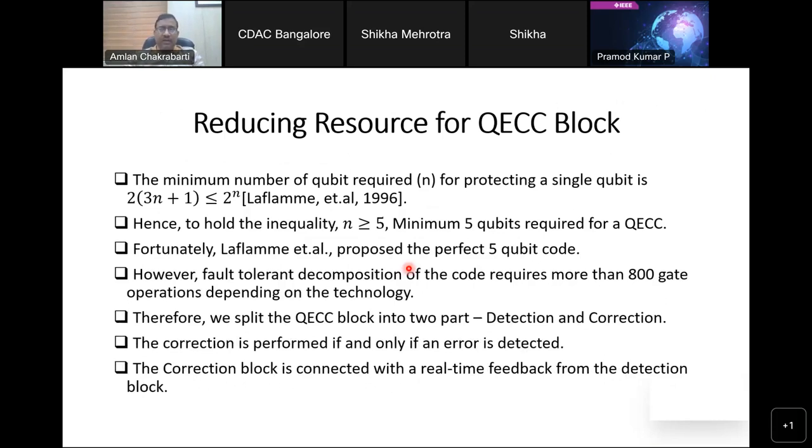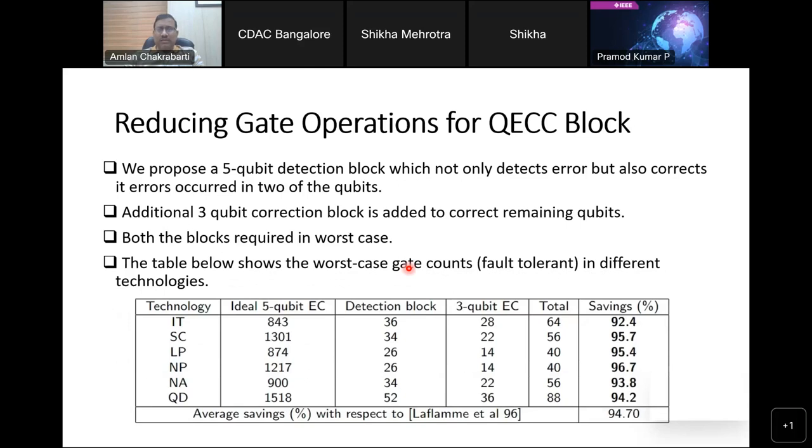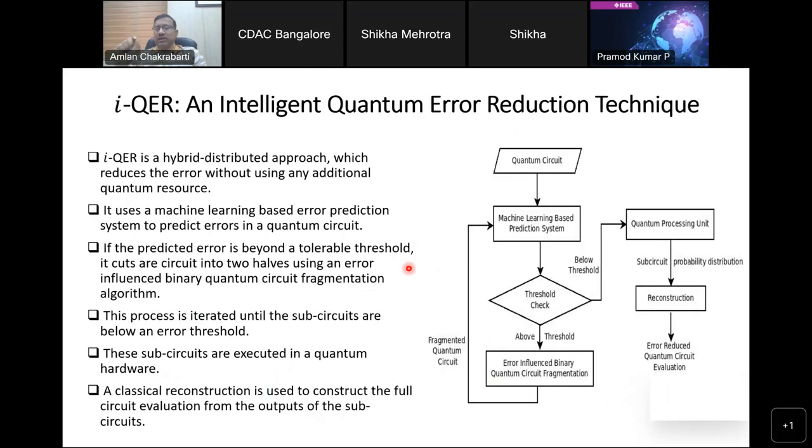Okay, so I will go into the latest work achieved by our group in this domain, called intelligent quantum error reduction. Right now, what it has done is taken a machine learning approach, an offline machine learning approach.